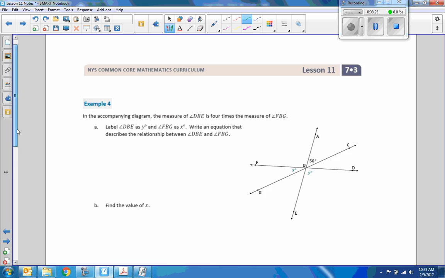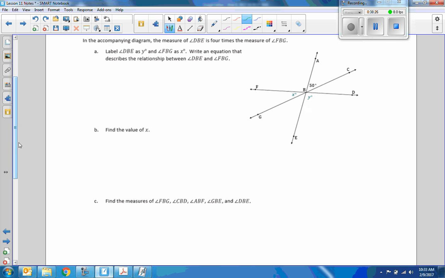Example 4. In the accompanying diagram, the measure of DBE is 4 times the measure of FBG. FBG. So this is 4 times as big as, green is 4 times as big as blue. Label DBE as y degrees, and label FBG as x degrees. Well, they've done that for us. Write an equation that describes a relationship between them.